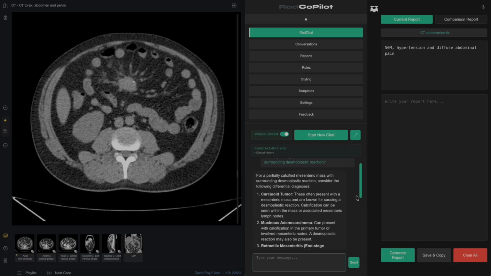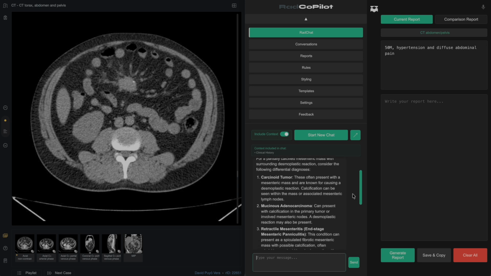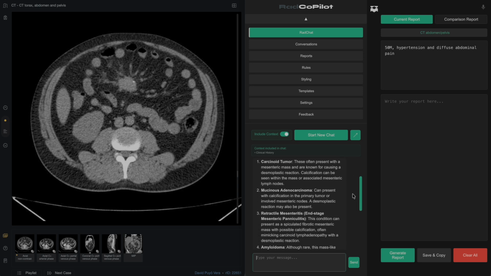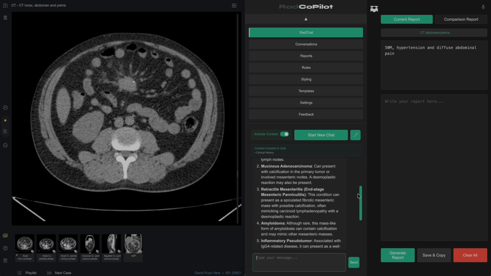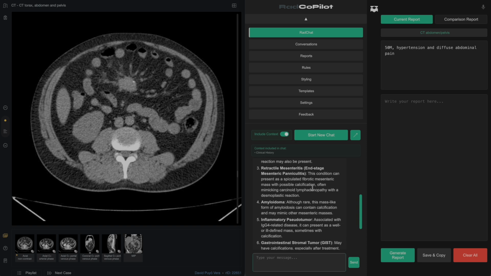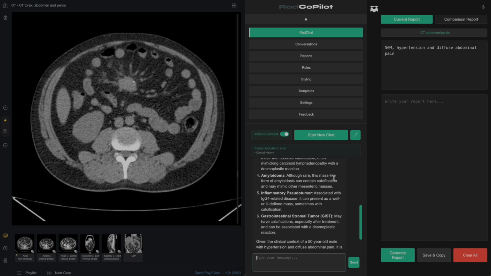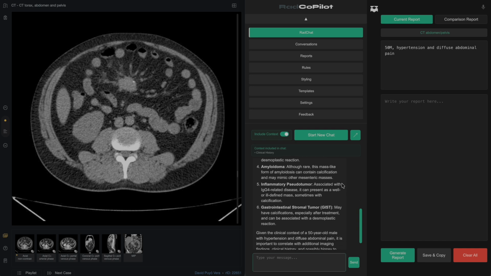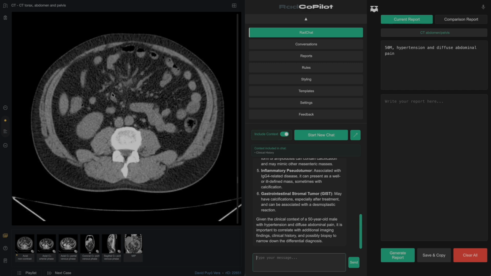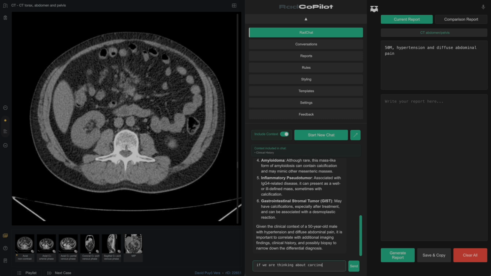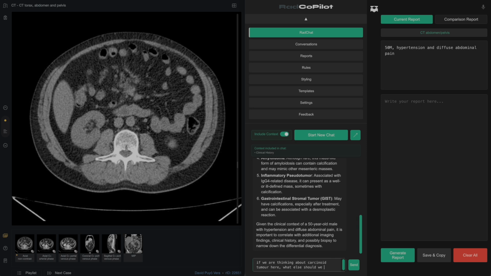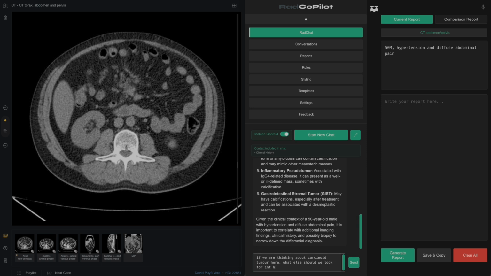Okay, so it's giving us some differentials here. It's suggesting carcinoid tumour is something we could think about, and I think that sounds like a very good idea. Adenocarcinoma can also present with calcification. It could see some desmoplastic reaction, retractile mesenteritis. And then probably some more rare conditions here to think about: amyloidoma, inflammatory pseudotumor, IgG4, and GIST. I wouldn't particularly expect it to look like this, as it's usually clearly attached to a loop of bowel. If we are thinking about carcinoid tumour here, what else should we look for in the scan?